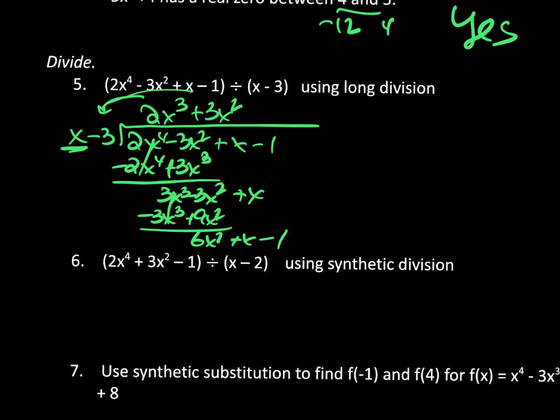Bring down the 1. What does the x need to become a 6x squared? It needs a 6 and an x. So that's going to be a 6x squared minus 18x.